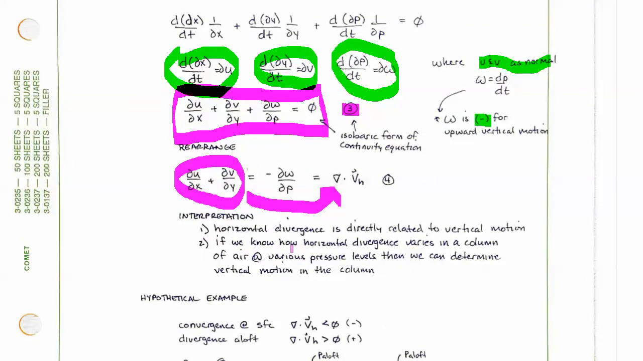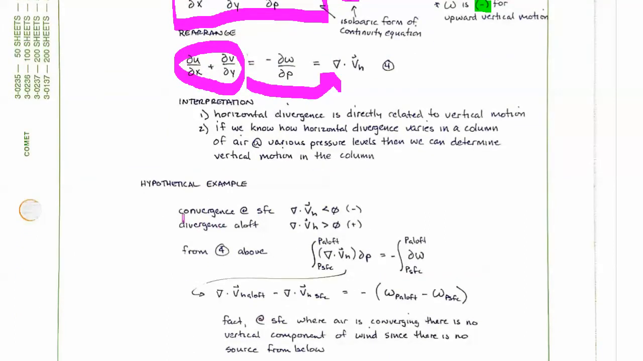So, interpretation of this equation now. The horizontal divergence is directly related to vertical motion. Vertical motion being the d omega piece of this. So if we know the horizontal divergence, or how horizontal divergence varies in a column at various pressure levels, then we can determine the vertical motion in the column. And I'll take you through a hypothetical example. We know that at a surface low we've got convergence, and then we have aloft a divergence, and that provides us with some upward vertical motion. So we know what the answer is prior, but let's take a look at it mathematically.